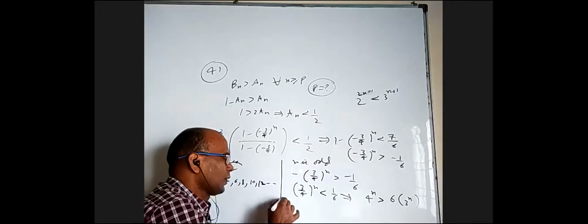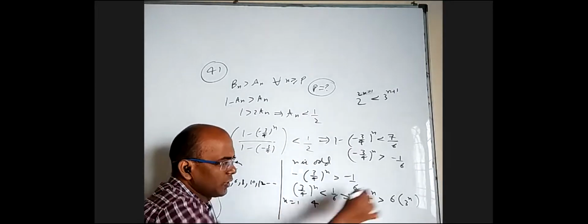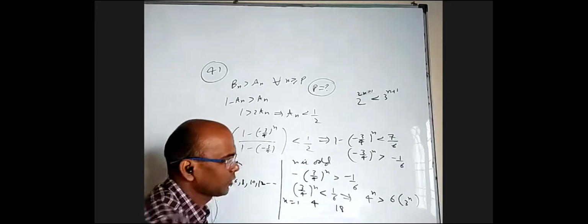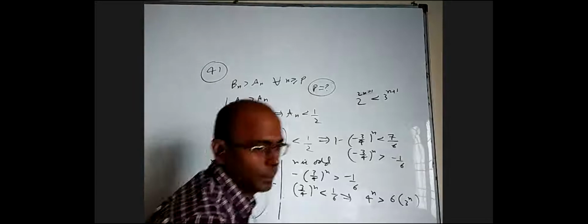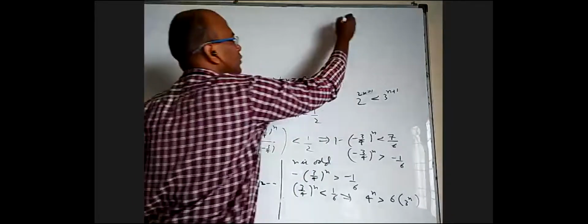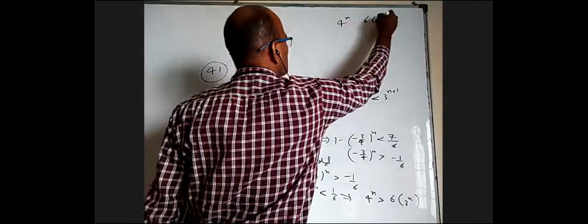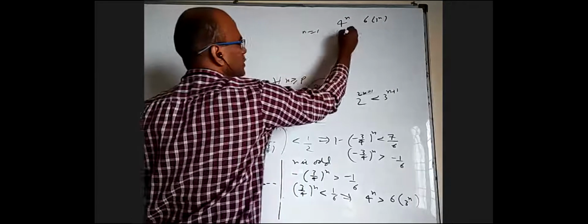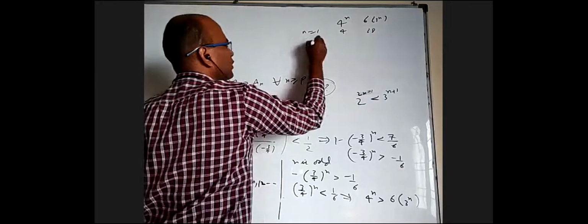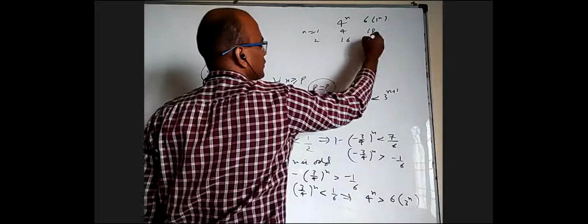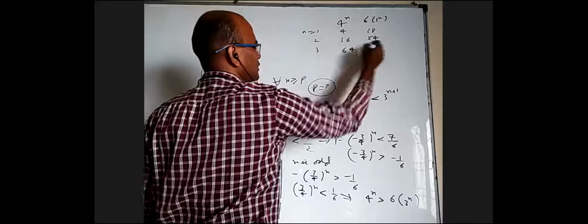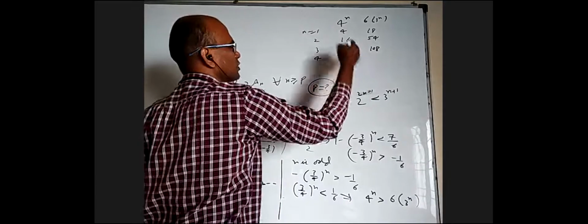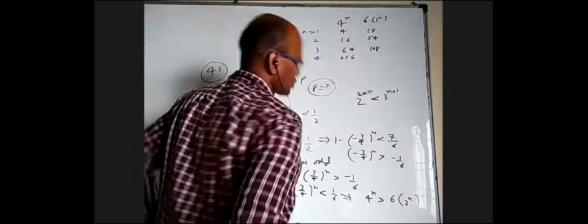But anyway, I'm talking about this. Maybe I can write right there: 4 power n, 6 into 3 power n. When you take n equal to 1, this is 4, this is 18. When you take 2, 16 and 54. For 3, this is 64, that is 108. For 4, this is 256, that is 81 into 6, 486.